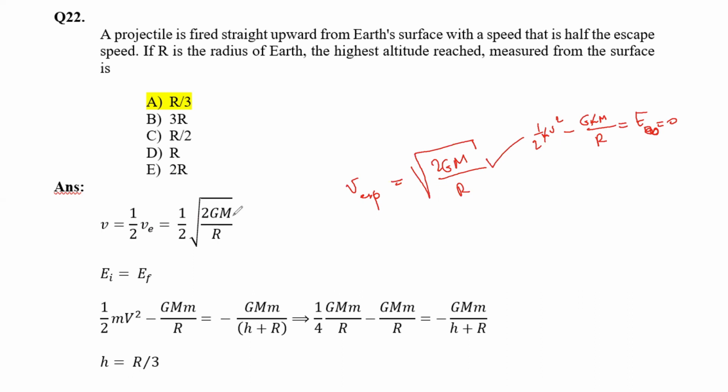Now here I'm telling you that I'm firing a projectile at the surface of the planet with half the escape speed. So basically I'm giving you the initial speed of the projectile. Now the projectile goes up. The question is, what is the maximum height? What is the highest altitude reached? So at highest altitude, of course, my kinetic energy will be 0. So mechanical energy initial is equal to mechanical energy final. What is mechanical energy initial? It is half mv squared, v squared being this, minus GMm divided by r. And this is equal to mechanical energy final.